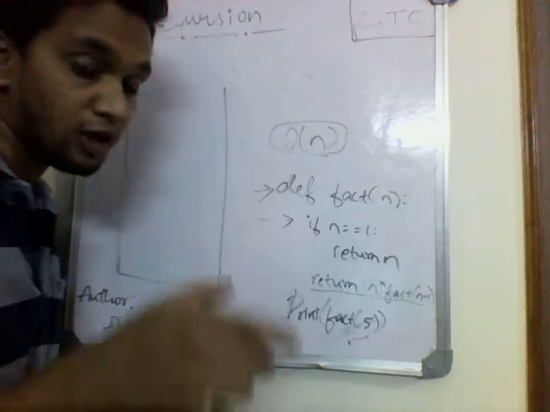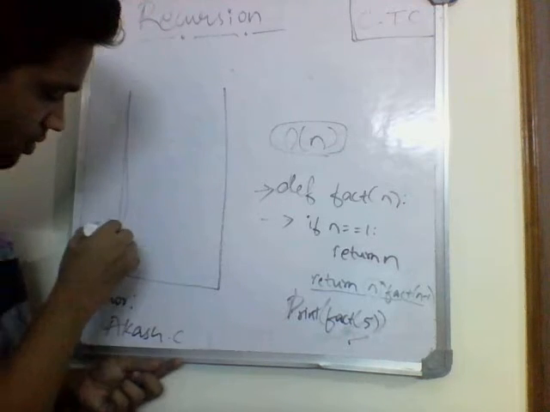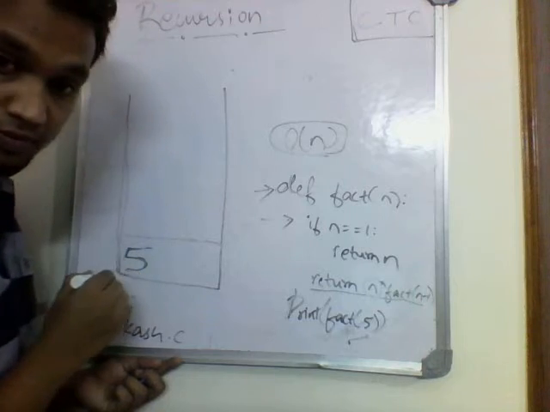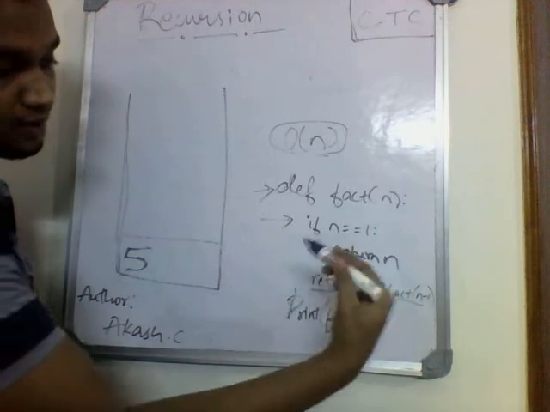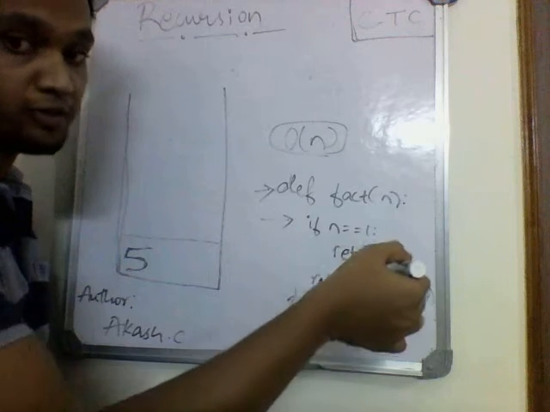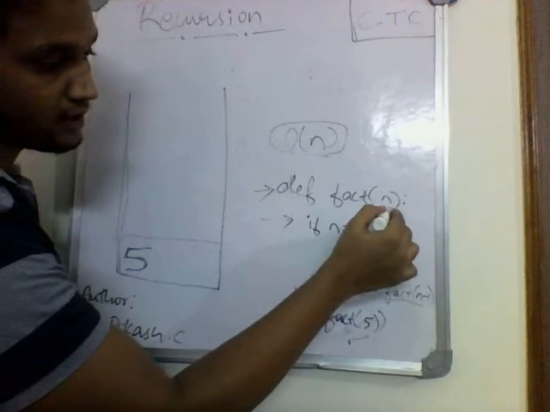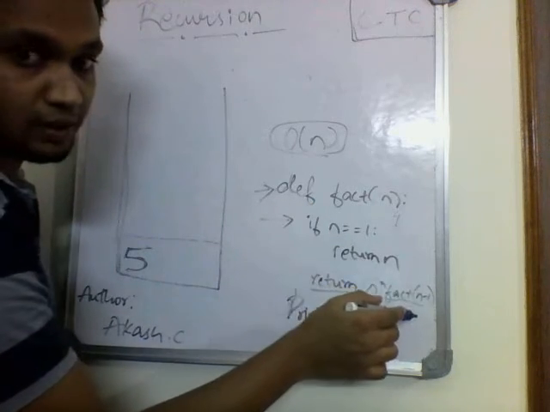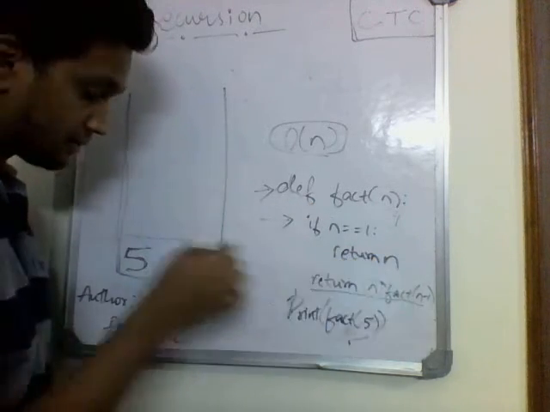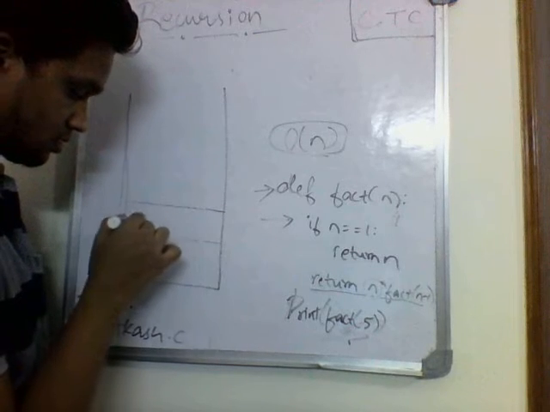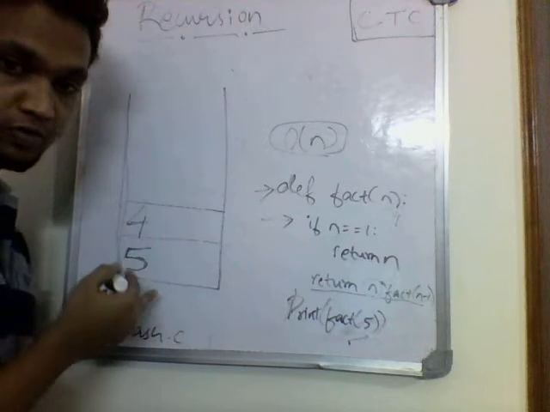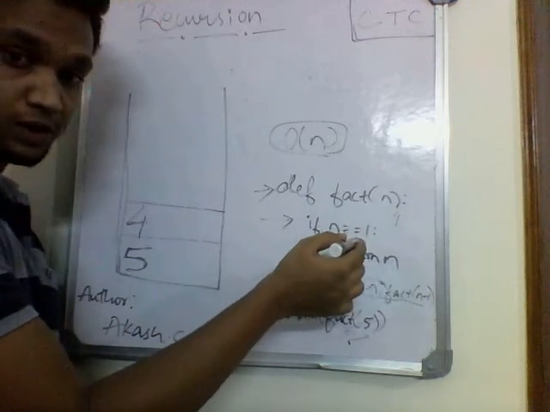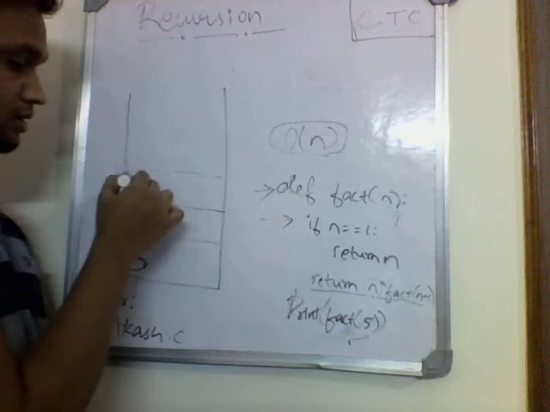Initially the value of n was 5, right? Let me put a value of 5 over here. Now n times factorial of n minus 1. n minus 1 is 4. Now here n equal to 4. Is 4 equal to 1? No. Then return n times factorial of n minus 1. Again, n is 4, n minus 1 is 3. Now here n is equal to 3. Is n equal to 1? No.